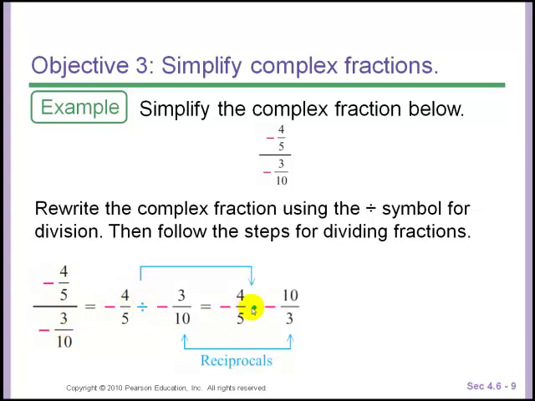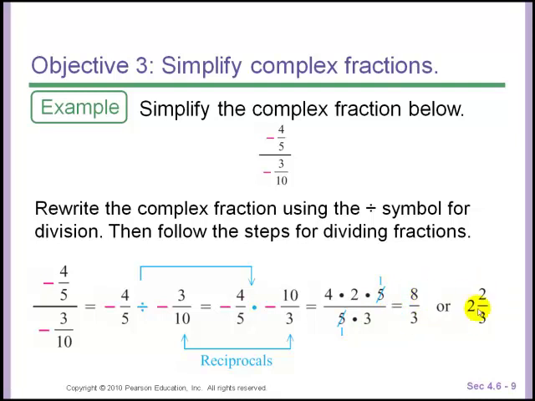So we are going to change the division to a multiplication and multiply by the reciprocal of the second fraction. Notice the first fraction stayed as it was. To multiply this, you could go across. You'd have negative 40 over 15, and then you would have to simplify that. Or simply break the numbers down to start with and simplify right away. We get 8/3 or 2 2/3.